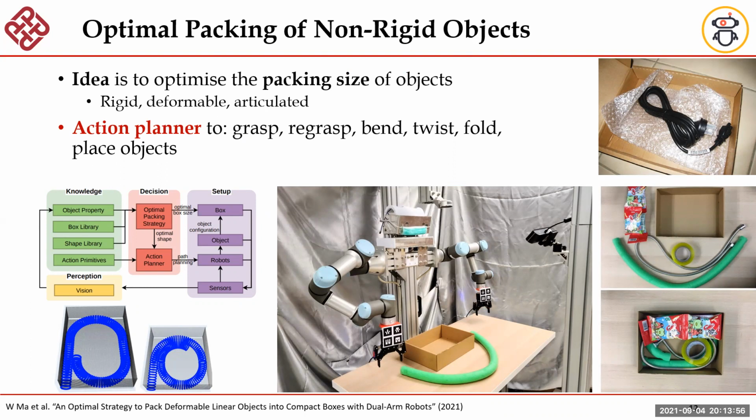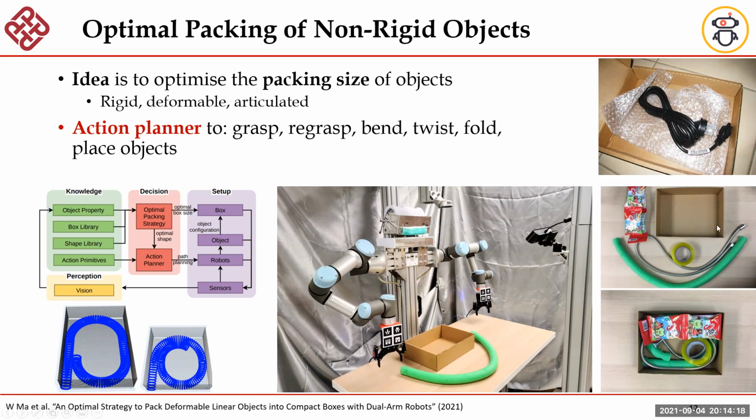Well, our idea in this project is to develop a bimanual robotic system that can help us to perform packing tasks. The type of packing tasks that we want to do, the type of objects is, well, not necessarily rigid objects, as we can see here in the figure on the right.